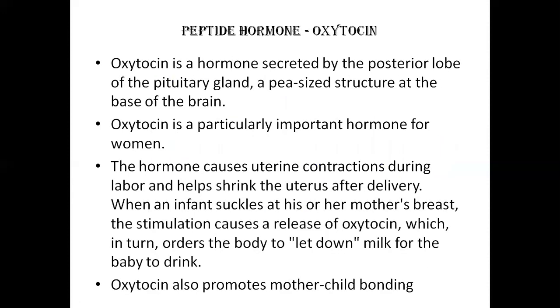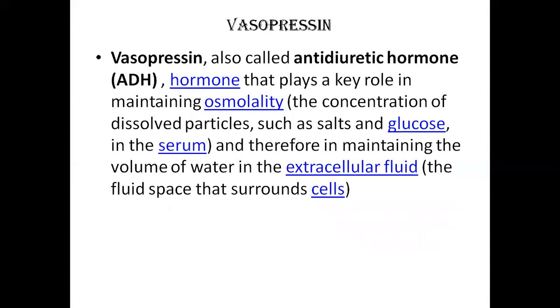So under peptide hormones, we have oxytocin and vasopressin. Oxytocin is released by the pituitary gland, and it is much important for women, especially those who are pregnant, because it is helpful during the labor of the baby and during breastfeeding. And vasopressin helps in maintaining the concentration of salts as well as glucose in the serum. It also helps in maintaining the volume of water within the cell as well as the exterior of the cell.